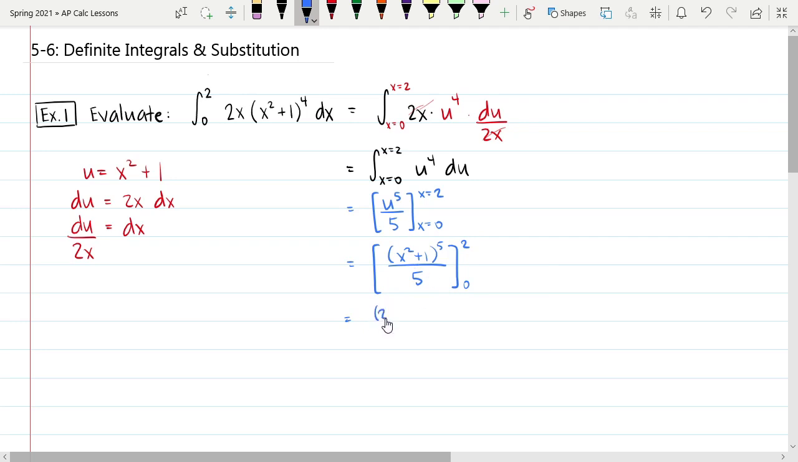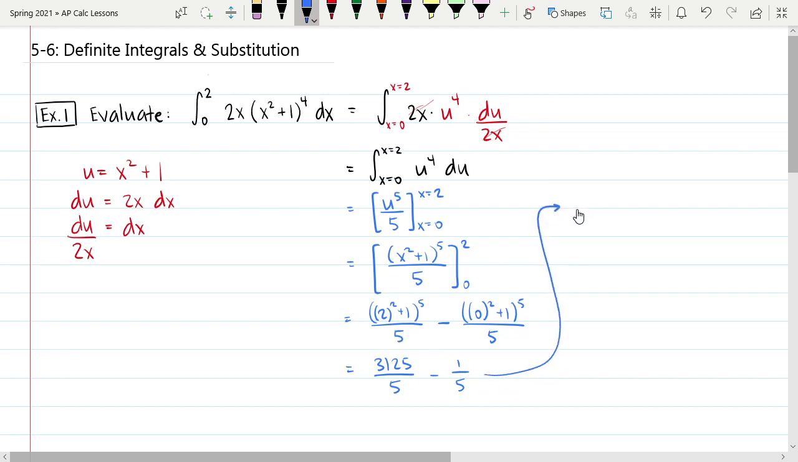And then now we can just evaluate this. So this is going to be 2 squared plus 1 all to the fifth over 5 minus 0 squared plus 1 all to the fifth over 5. All right, so 2 squared is 4, 4 plus 1 is 5, and then 5 to the fifth is going to give us 3125. And then 0 squared is 0 plus 1 is 1. 1 to the fifth is still 1. And then I ran out of room here, so I'm just going to put it up here. So finally we get 3124 over 5.